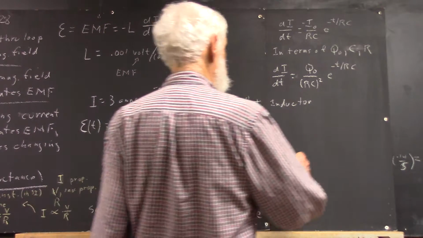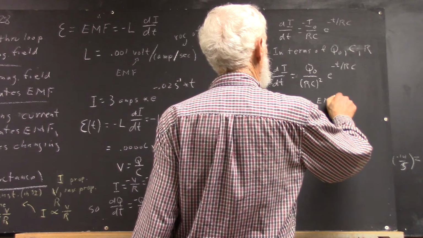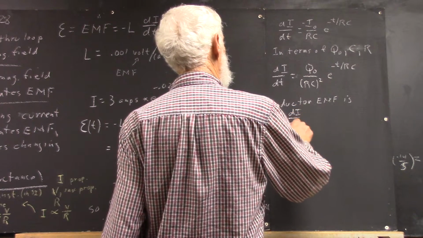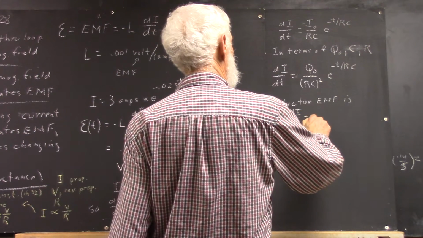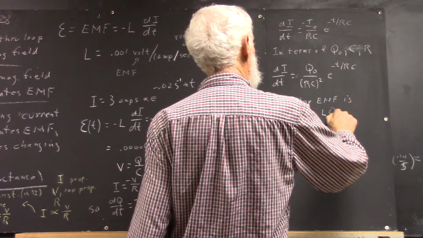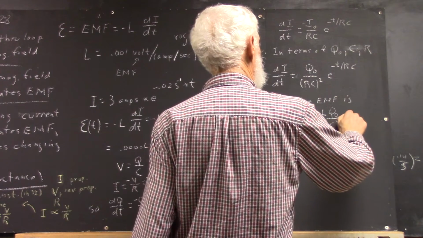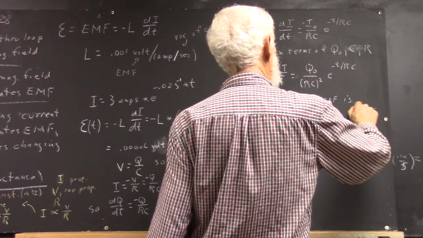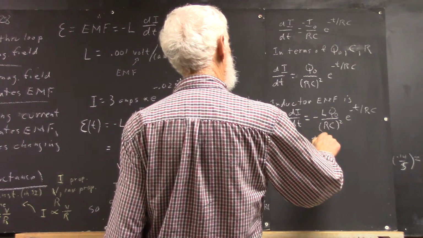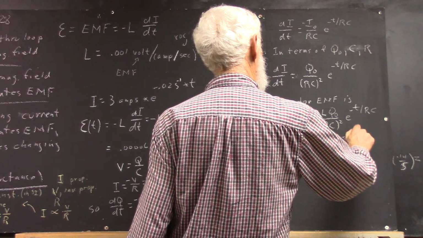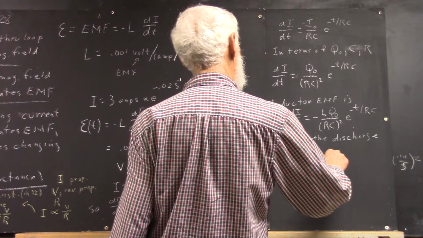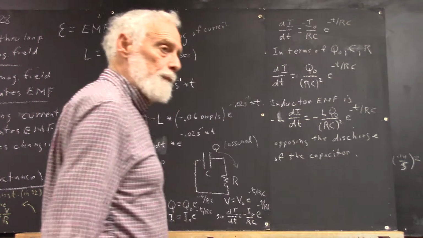The inductor EMF is negative L di dt. So that's going to be negative L Q naught over RC squared times e to the negative t over RC, opposing the discharge of the capacitor. Okay?